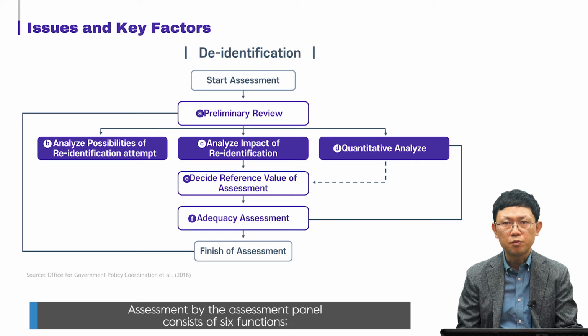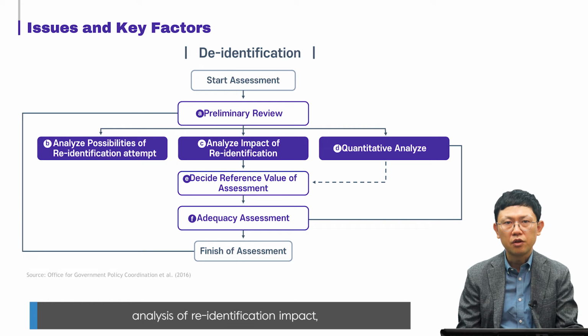Assessment by the assessment panel consists of 6 functions: preliminary review, analysis of possibility of re-identification attempt, analysis of re-identification impact, quantitative analysis, decision of reference value of assessment, adequacy assessment.